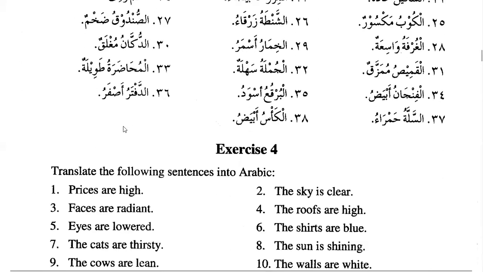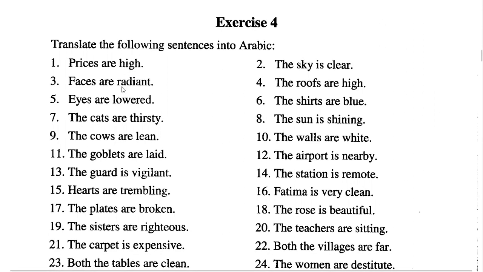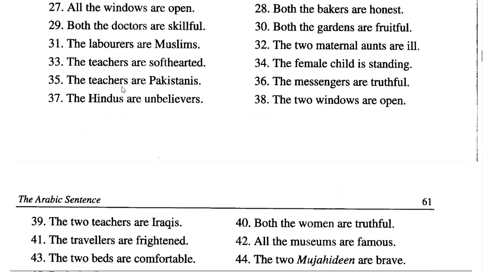So in this way you will make them feminine. Then he is asking you to translate these sentences. So first you need to look up the meaning of prices. Prices means thaman, and high means 'ali. So in this way you will make them plural, then you will join them. So you will use a dictionary to make them plural.